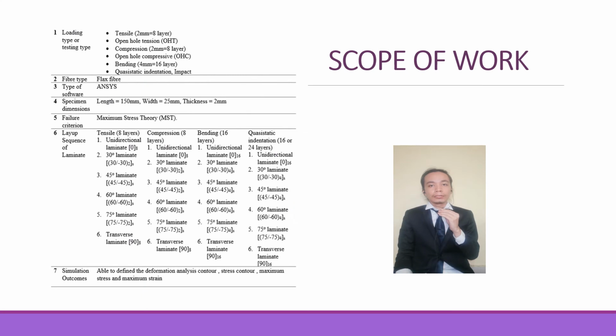This table shows the scope of work that I will do in FYP: the loading types of testing such as tensile, open hole tension, and compression. The number of layers for tensile and compression is 8 layers, equal to 2 mm thickness. The fiber type that I use is Flax FRP. The software that I use is Ansys software. The simulation outcome is able to define the deformation analysis, stress, maximum stress, and maximum strain.